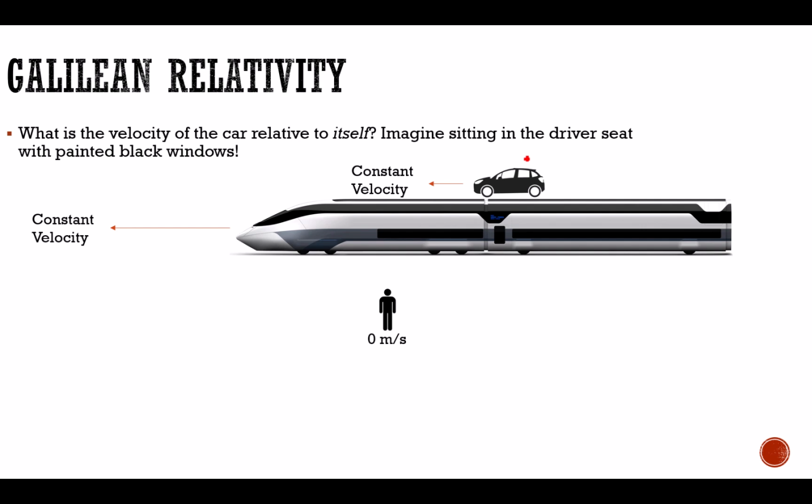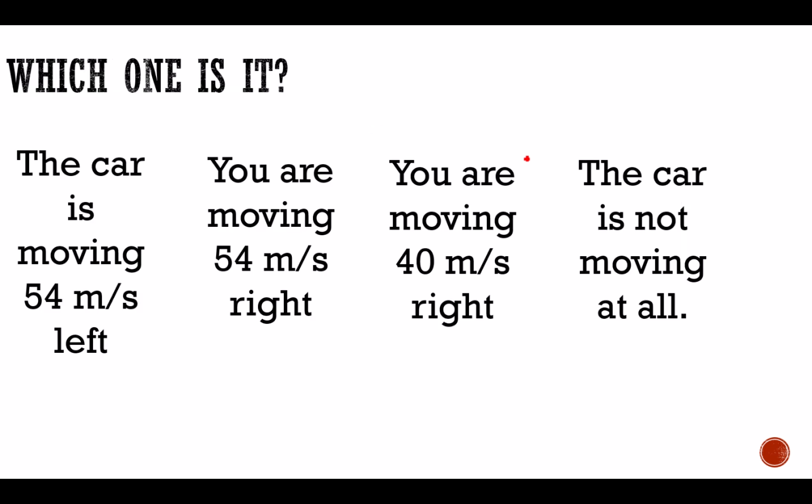And so a really good question is, which one of these is correct? Is the car moving 54 meters per second to the left? Is it that they are moving 54 meters per second to the right, to the car? But then again, to the train, you're moving 40 meters per second to the right. But then to the car, they're not moving at all. Which one of these is true? Which one is the true information that we can base our inferences off?